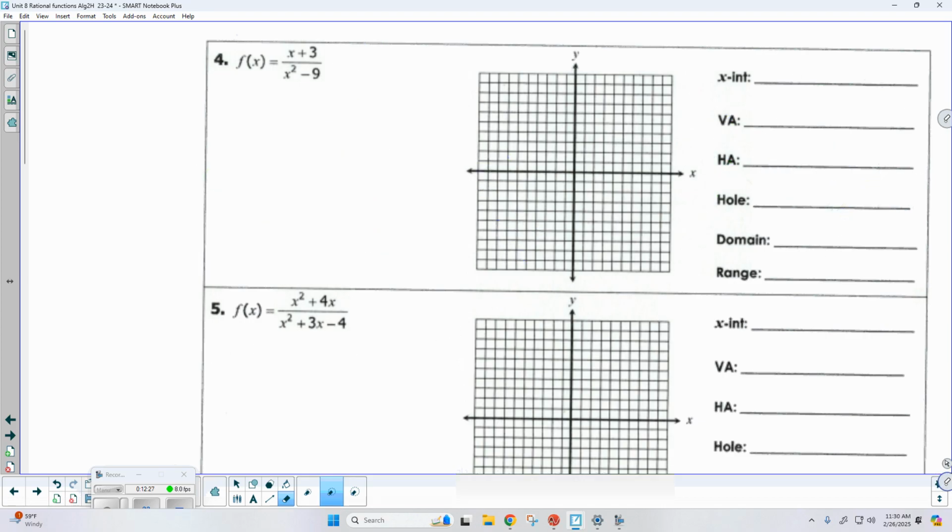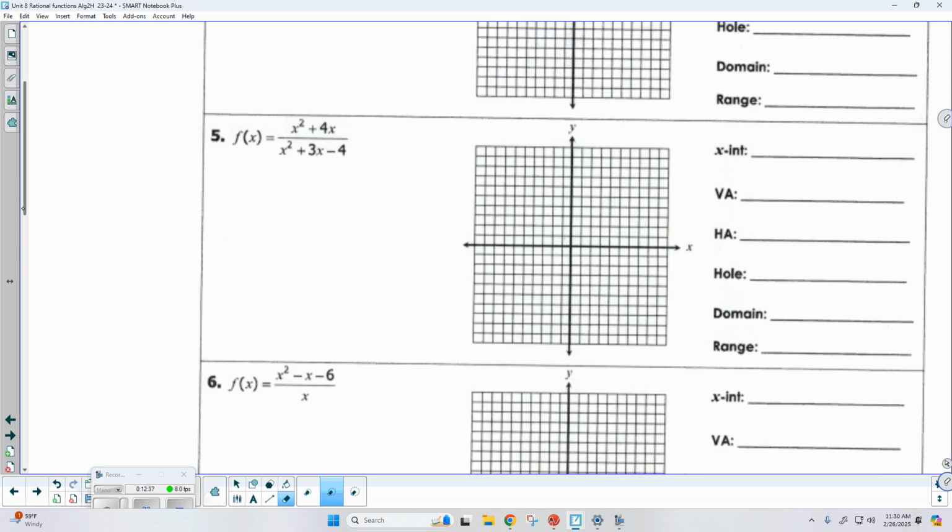Now, would you like me to go ahead and find another one with a hole so we can practice that? Do we want to work another problem? Okay, let's at least do a hole. So let's take a look at number 5. How would I factor x squared plus 4x? GCF, so I pull out the x. So that's an x plus 4 over. I need 2 numbers that'll multiply to give me negative 4, but add to give me 3.